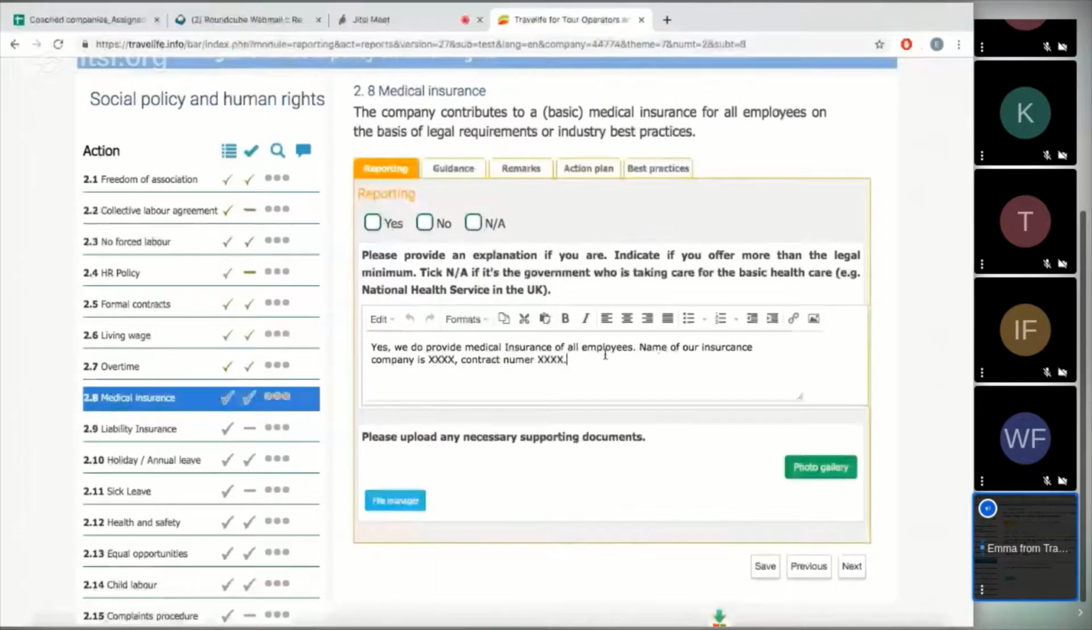And maybe you contribute only partly to medical insurance, for example, half. You can also indicate that here then.